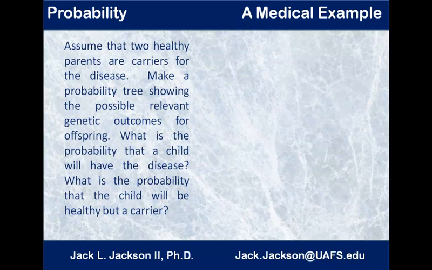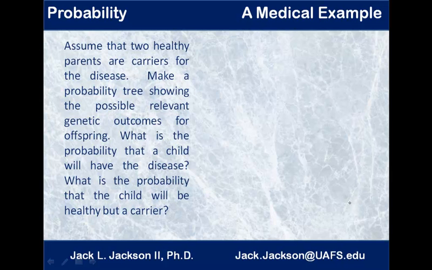So let's look at this situation first. Assume that two healthy parents are carriers for this disease, and make a probability tree showing the possible relevant genetic outcomes for the offspring, good and bad genes. Then, what's the probability that a child will have the disease, and what's the probability that the child will be healthy but a carrier? And the third one is, what's the probability that the child is completely free of the disease? Go ahead and figure that out now. Press pause now.